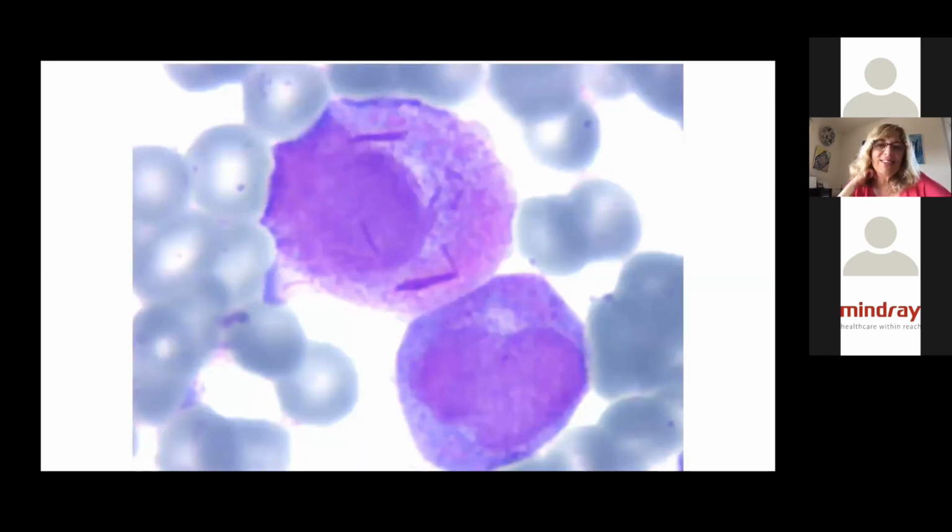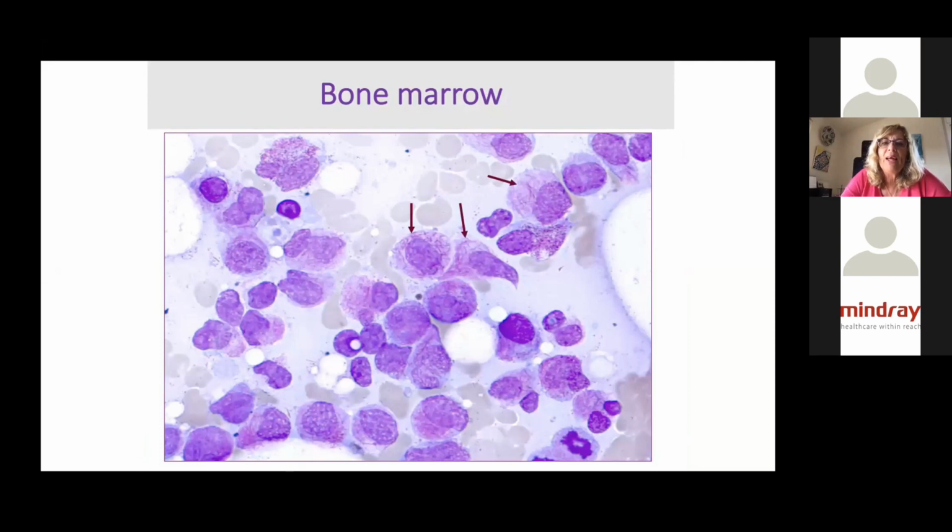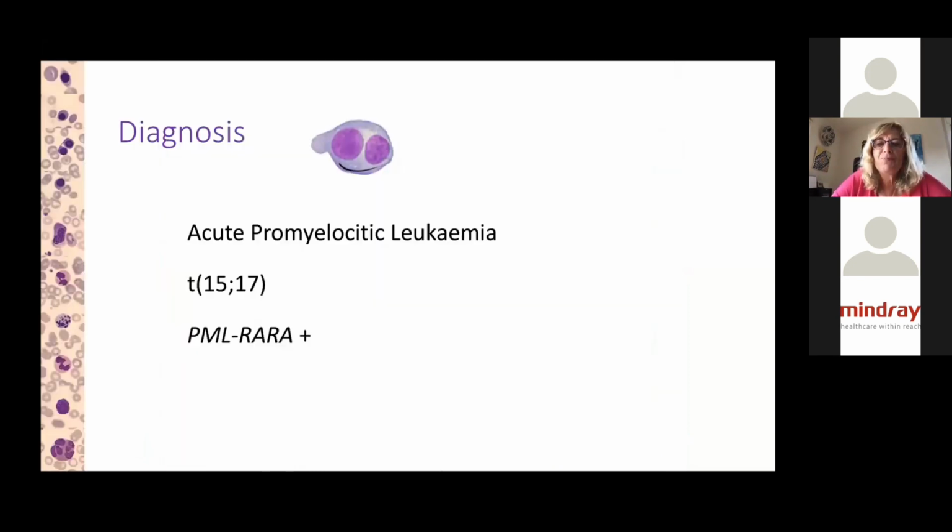On occasions, it's easy to distinguish the atypical promyelocytes, because they show a typical pink coloration in the cytoplasm. You can see the splinters also here. And this image corresponds to bone marrow. Bone marrow showing several abnormal promyelocytes with immature granulation, with splinters, and showing this typical pink coloration.